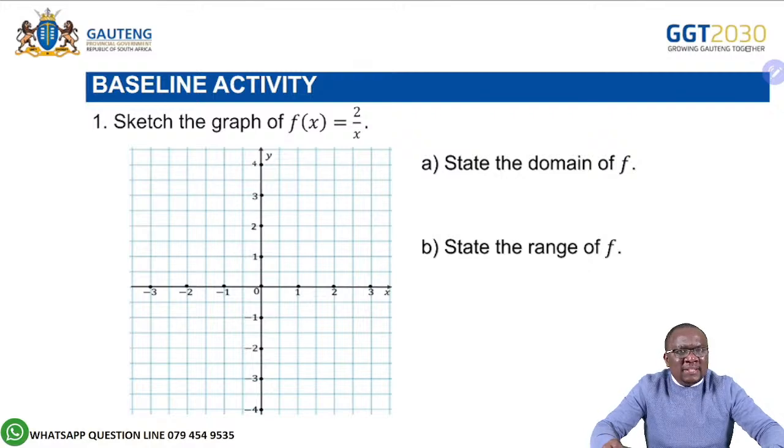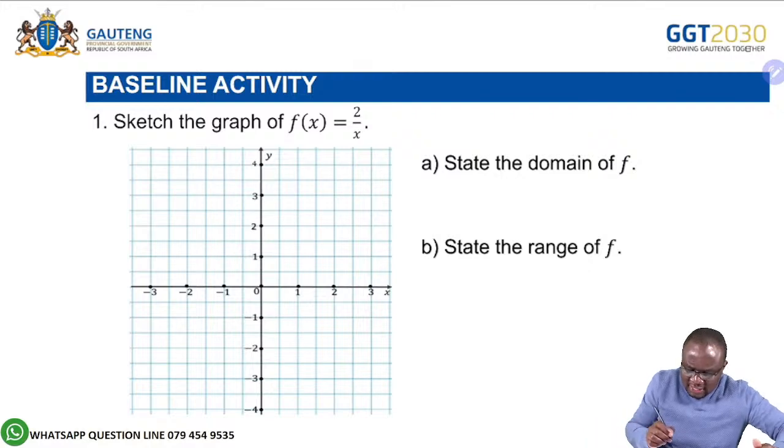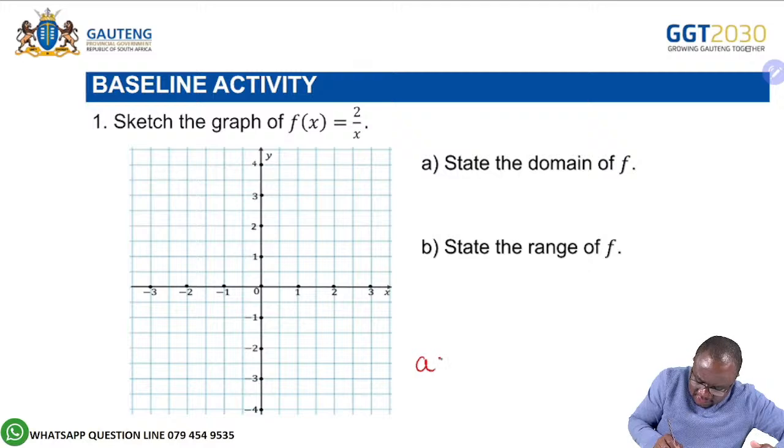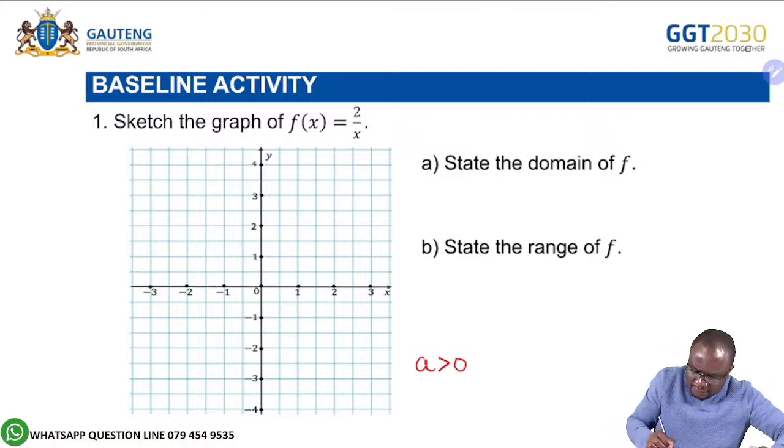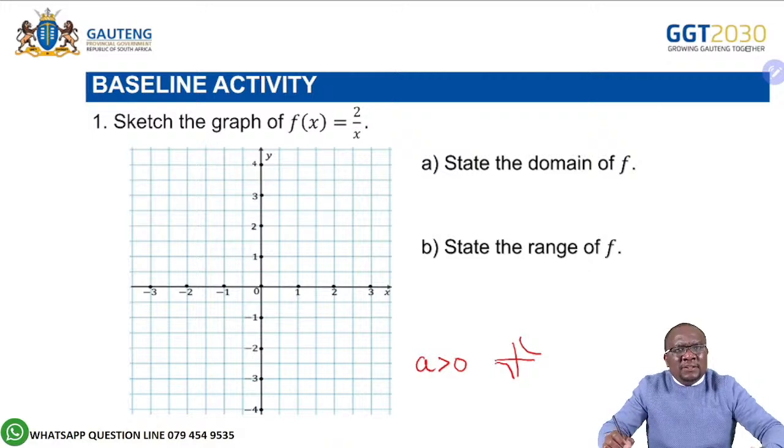What did we learn in the previous lessons? We learned that if a is greater than 0, when a is positive, the graph is going to occupy the first quadrant and the third quadrant.